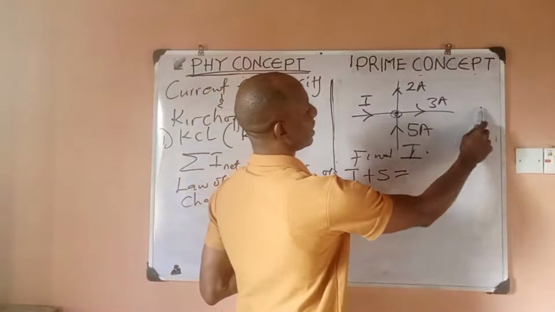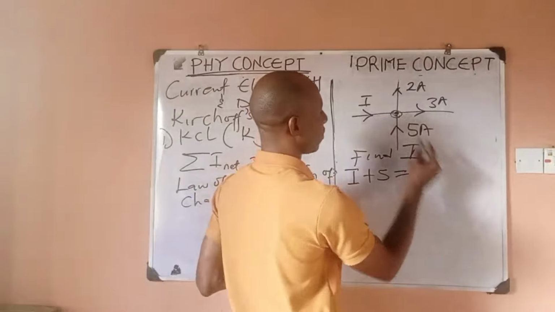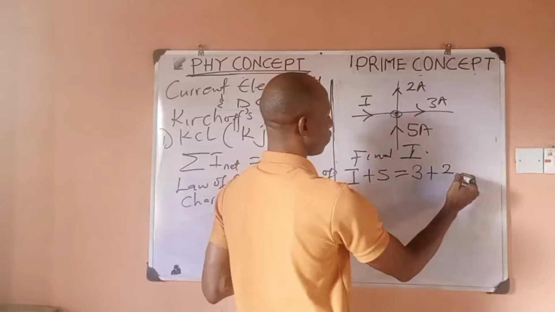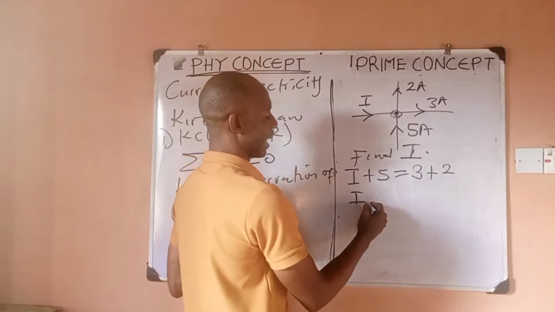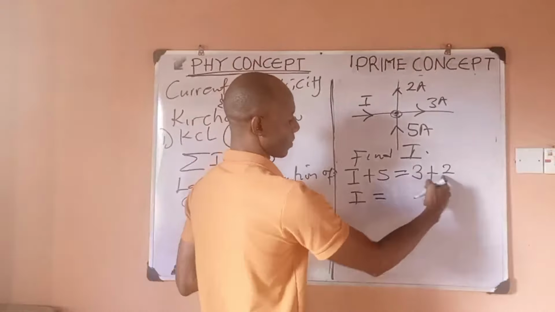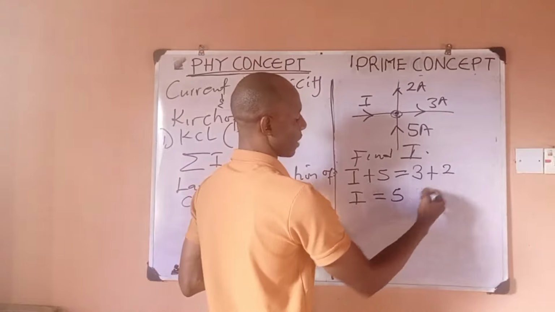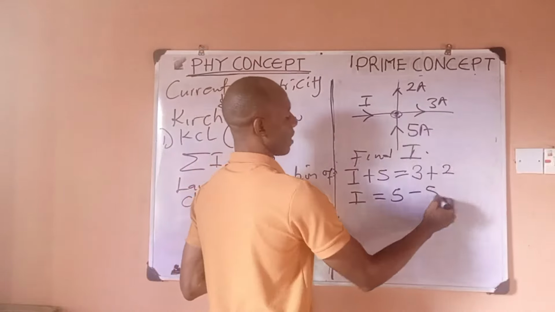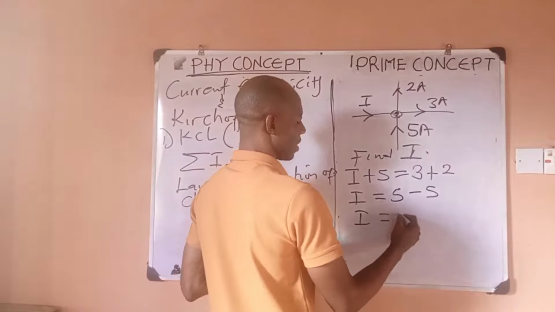So you see that 3 is leaving, and 2 is also leaving. So I would say 3 plus 2. So that I plus 5 equals 3 plus 2, which is 5. When this 5 crosses, you have minus 5. So I becomes 0.